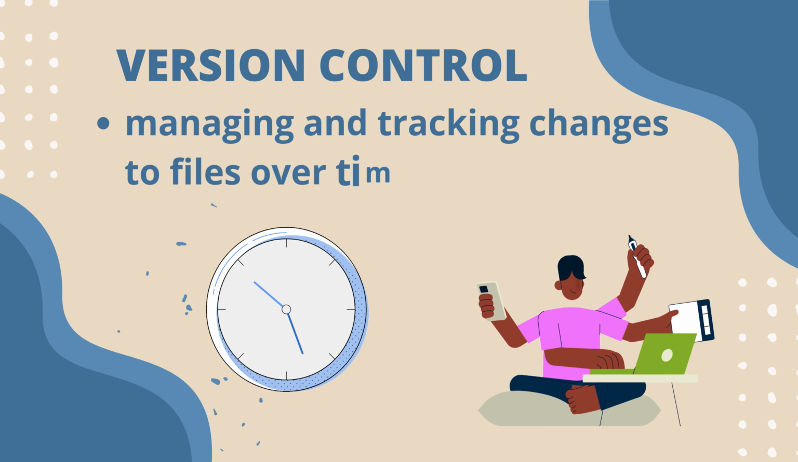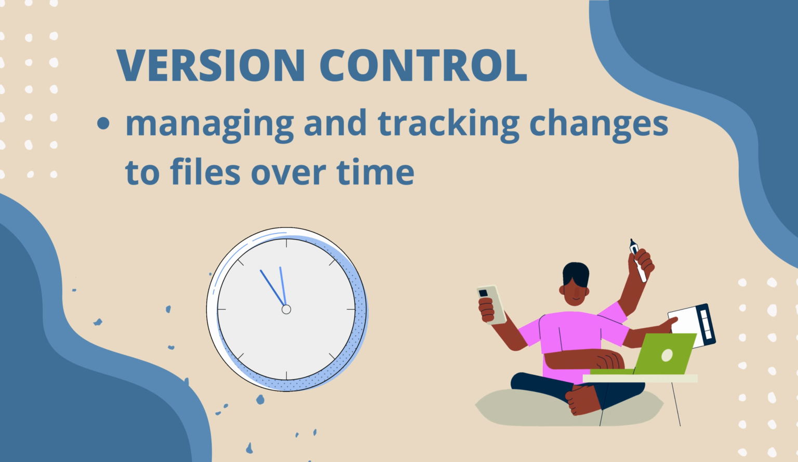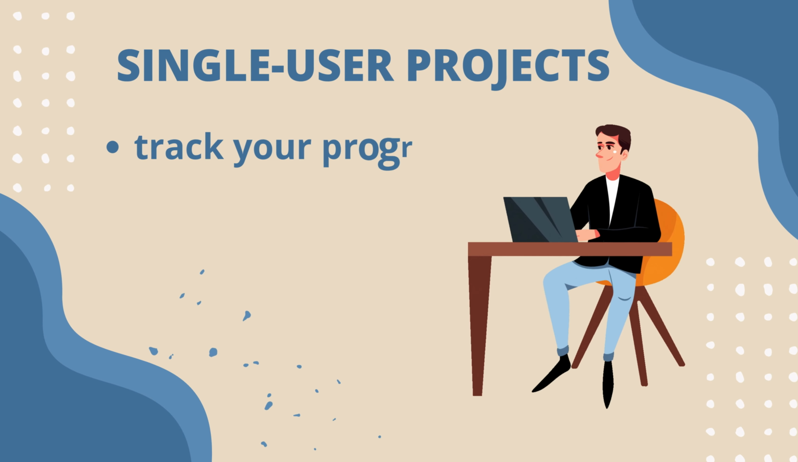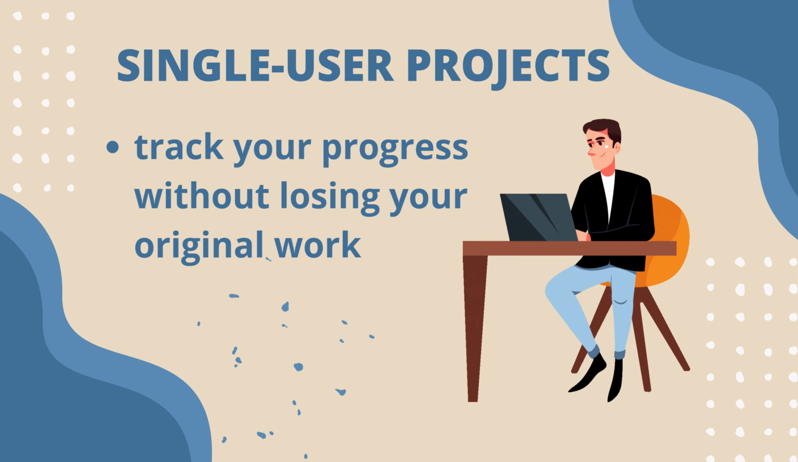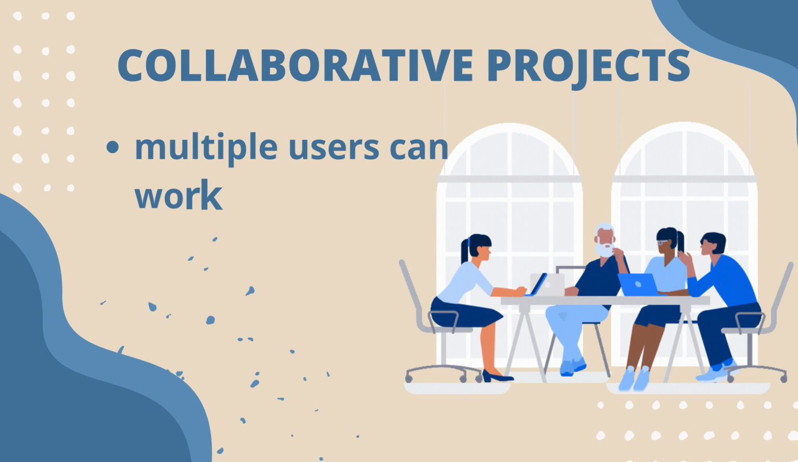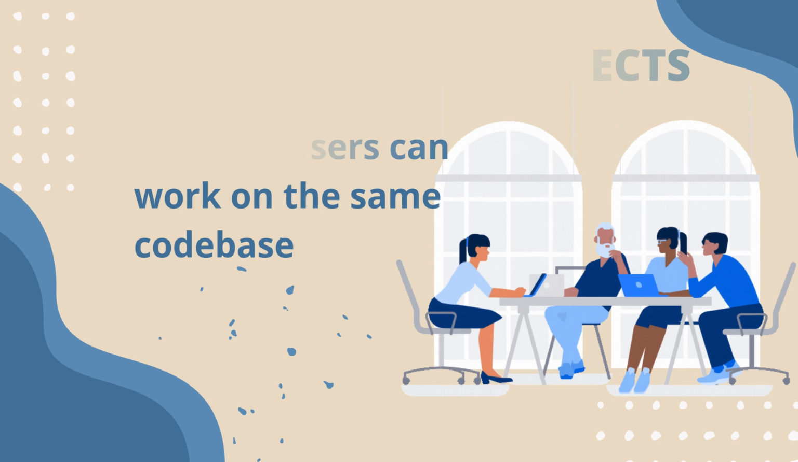Version control is a system for managing and tracking changes to files over time. Think of it as a timeline where every change is recorded, allowing you to revert to previous versions, track changes, and collaborate with others. In single-user projects, version control lets you track your progress and experiment without losing your original work. In collaborative projects, multiple users can work on the same codebase, resolving conflicts and merging changes as needed.